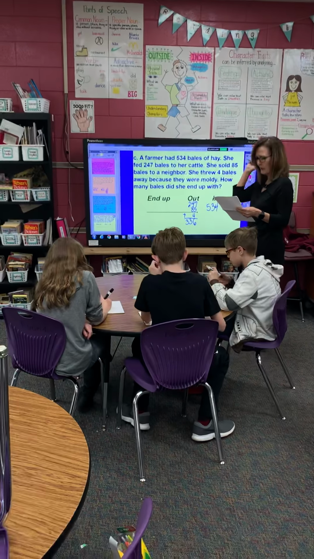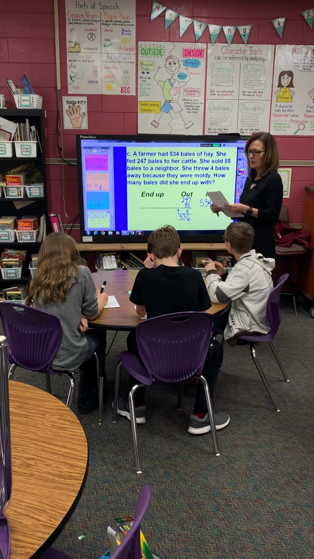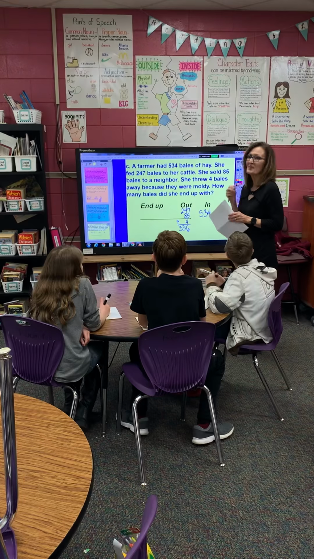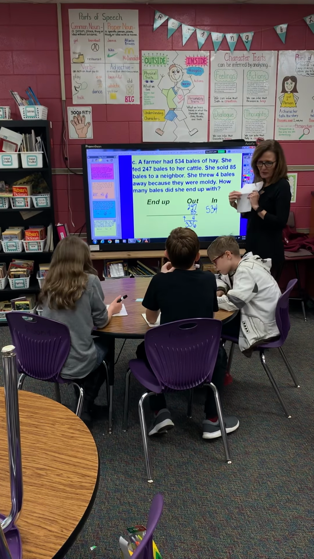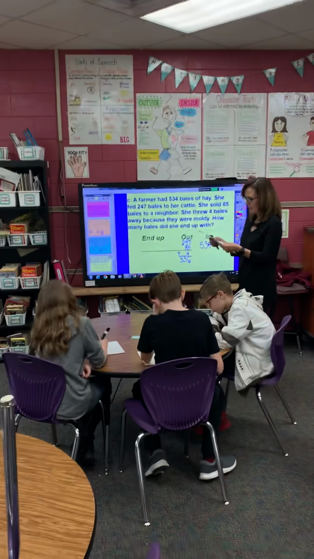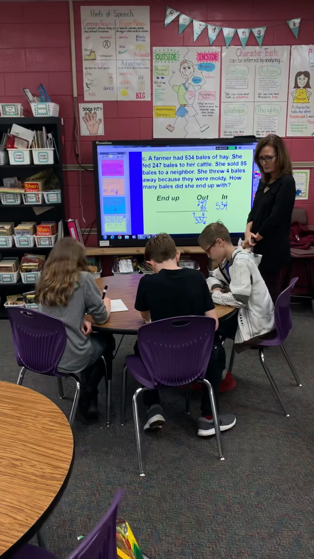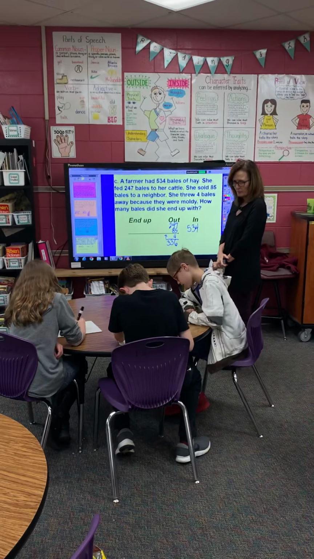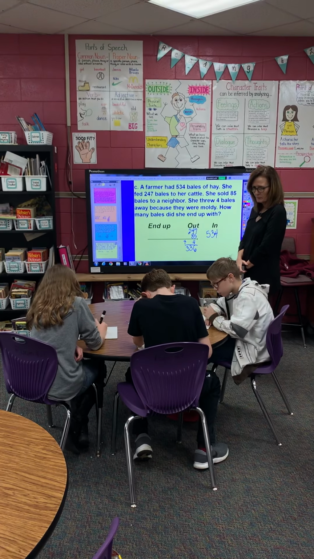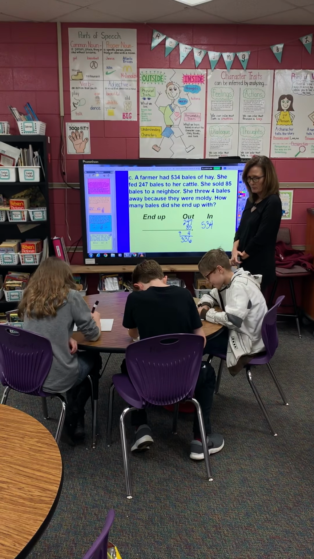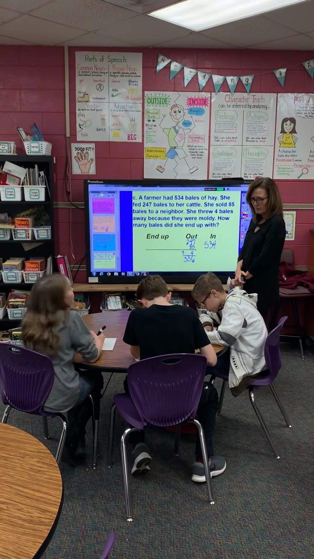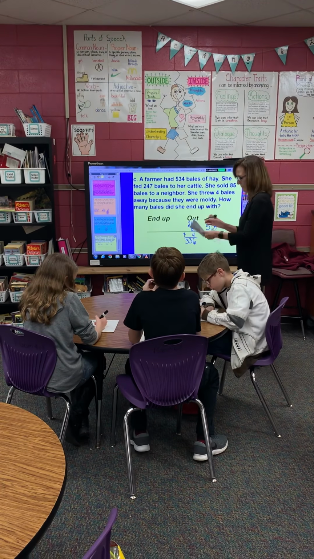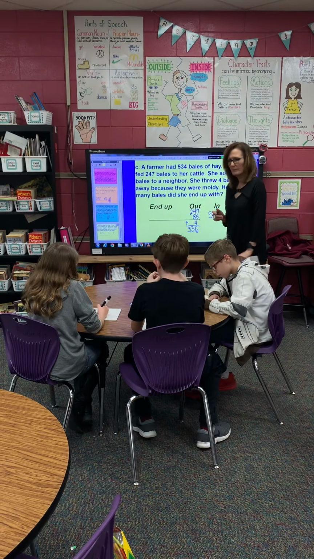Okay, now that we have two numerals in the number family, we can figure out the other number. What is missing? A big number or a small number? Think about it for a second. Small number. Thank you. How do we find a missing small number? Subtract. Very good. Subtract to figure out how many bales of hay she ended up with. Okay, how many bales did she end up with? 198.